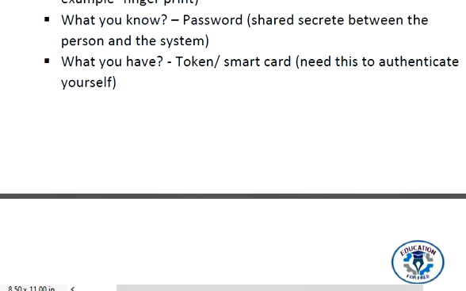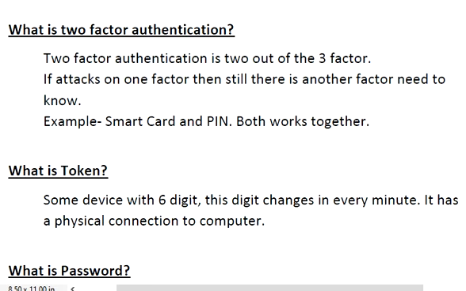There is also two-factor authentication. The example is a smart card and PIN. Both work together. This is two out of three factors. We call it two-factor authentication. If an attacker gets one factor, he still has to get past another factor.